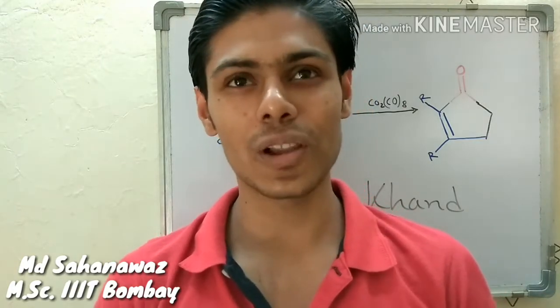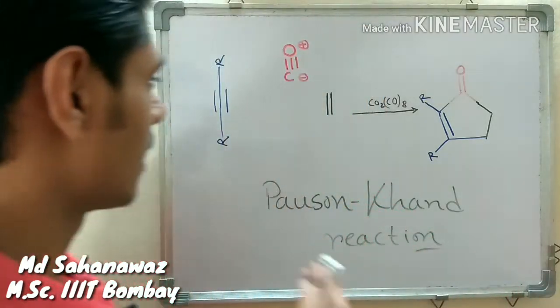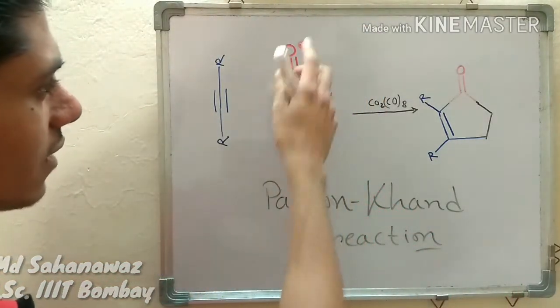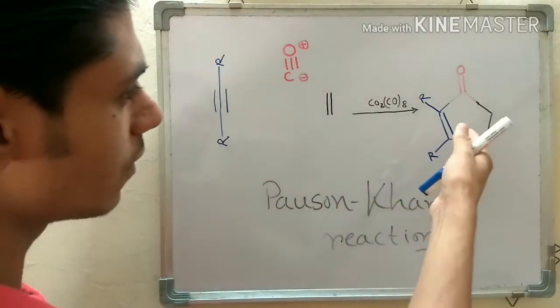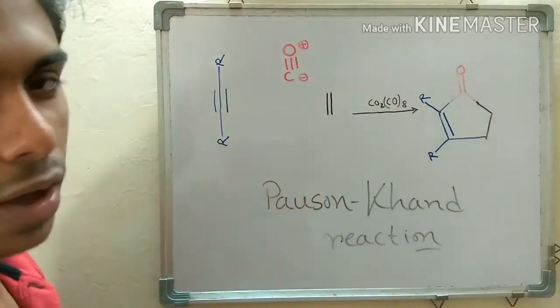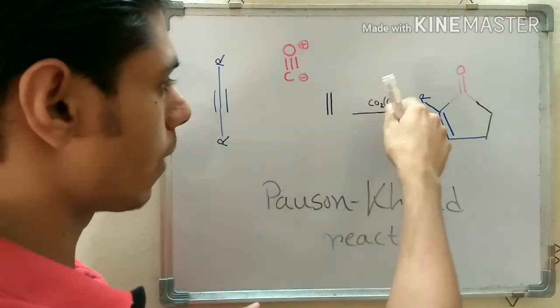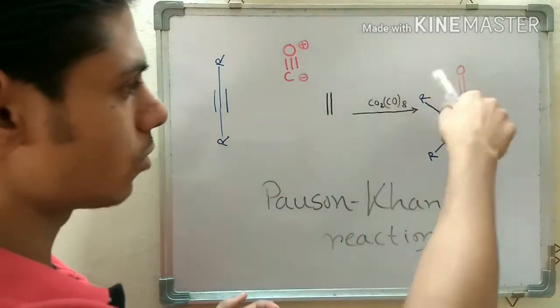First of all, the Pauson-Khand reaction is the reaction of these three components, this alkyne, this alkene and this carbon monoxide molecule, to give you this cyclopentanone. So this is a very simple reaction. As you can see, only a cobalt catalyst is used in this reaction.